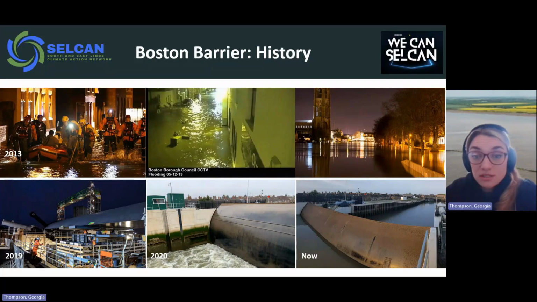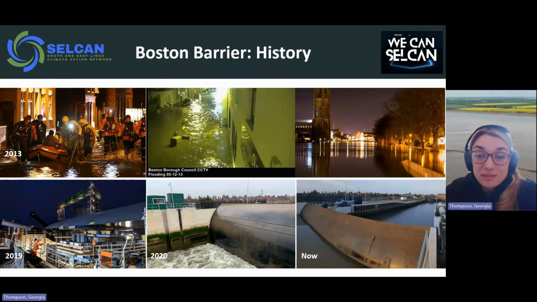So defences were overtopped and damaged, and 800 properties flooded across 55 streets. It happened in December, right before Christmas. It was the evening that Nelson Mandela died as well. So it wasn't actually really big news, but over 800 properties flooded, and some lives were completely ruined from that.